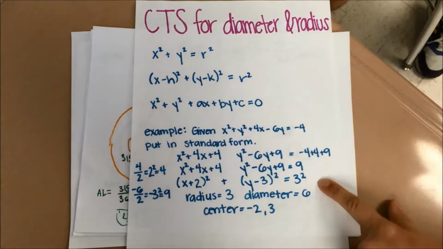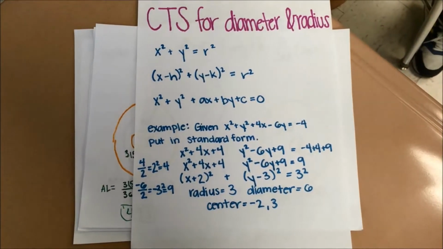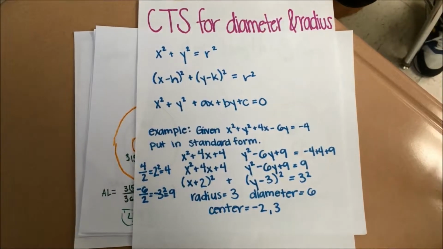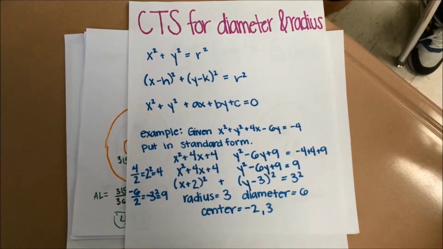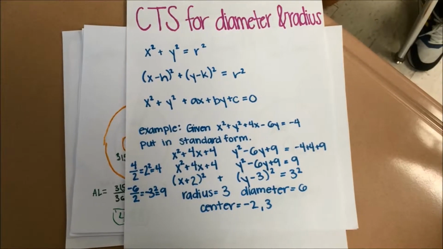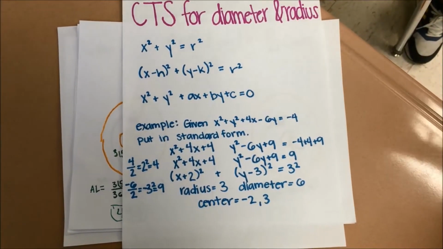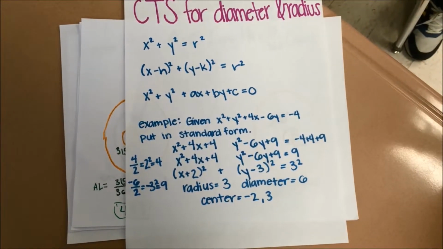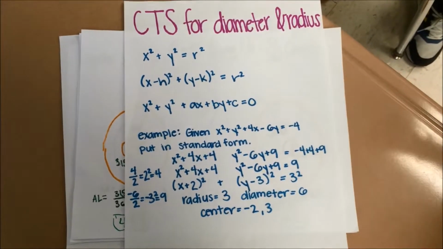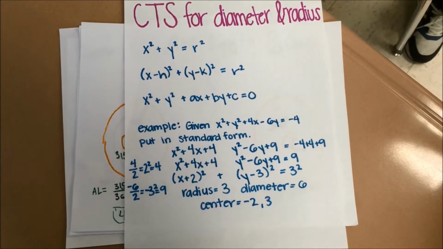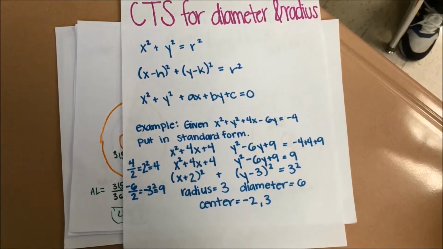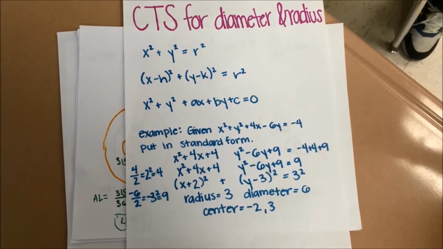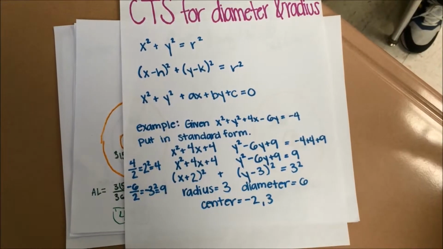In the example, you first separate the variables into x squared plus 4x and y squared minus 6y. Then divide 4 by 2, then square 2 to get 4, which will be added to the x side of the equation. Repeat this with the y side and add both onto the side with -4. So you end up with x squared plus 4x plus 4 and y squared minus 6y plus 9 equals 9.